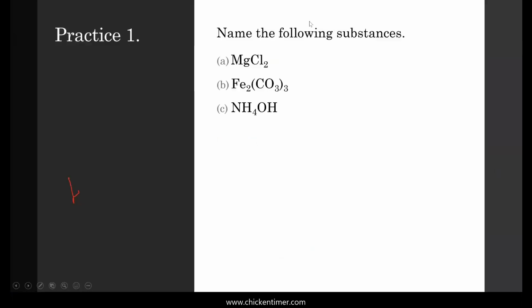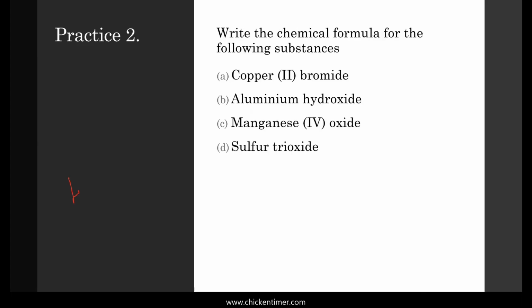Okay. Are you able to give me the names of the substances listed down here? Magnesium chloride. Second one? Iron carbonate. Third one? Ammonium hydroxide. Yes. Okay, now the more difficult one. Let's not do manganese. Okay, down to 3. Make a guess.